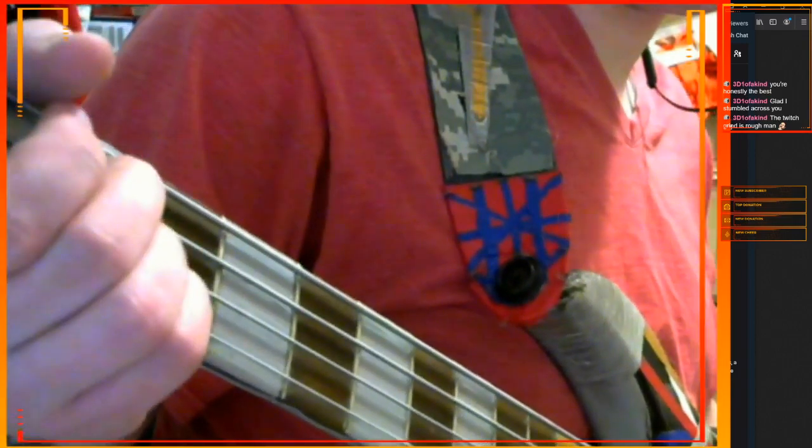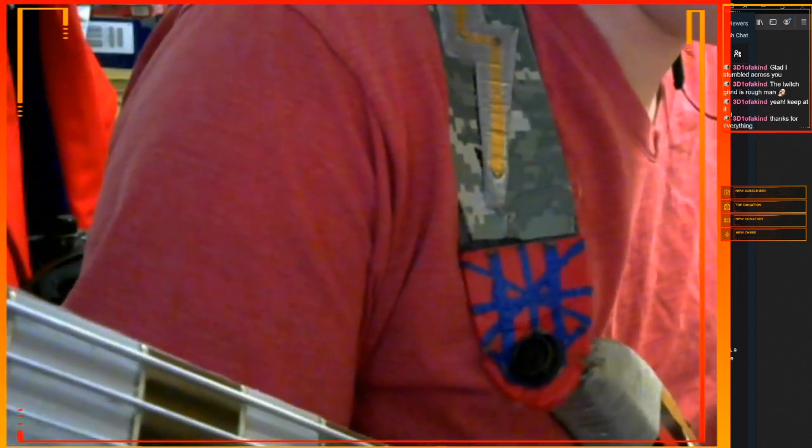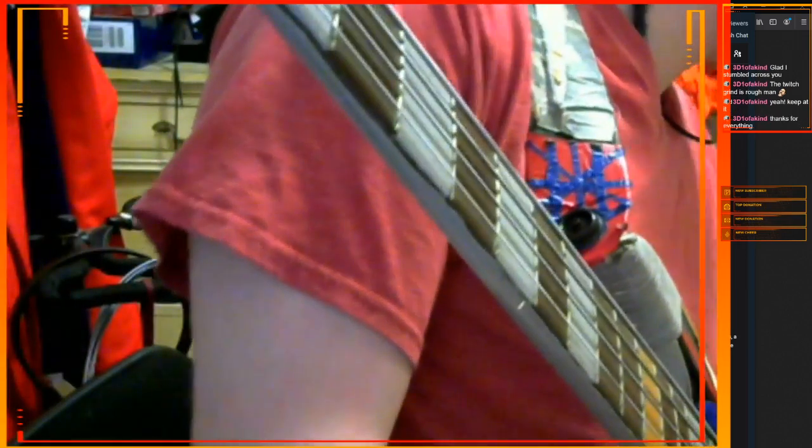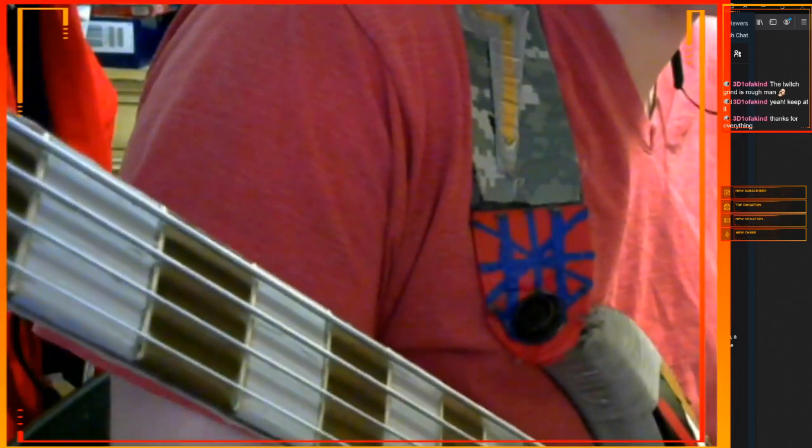Same note on a different instrument, and that's what sheet music's trying to represent. So that's your little lesson for the day. Sheet music just tries to represent it for all the different instruments in a way that they can all understand it.